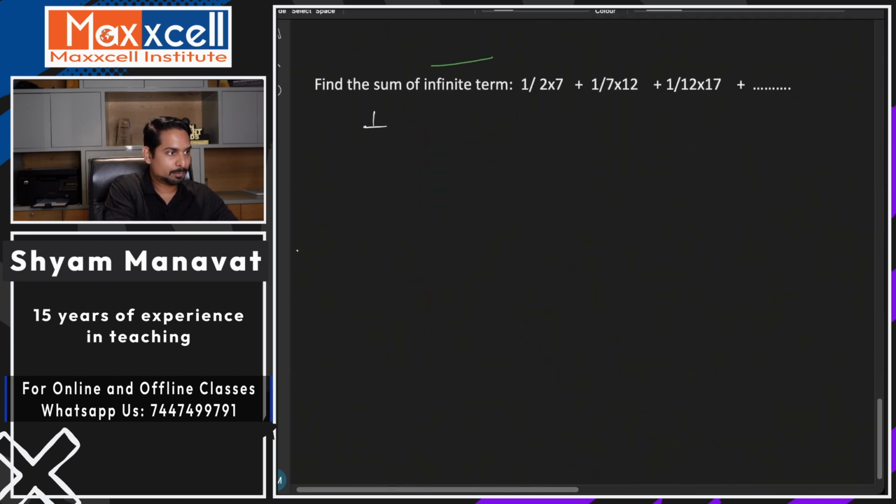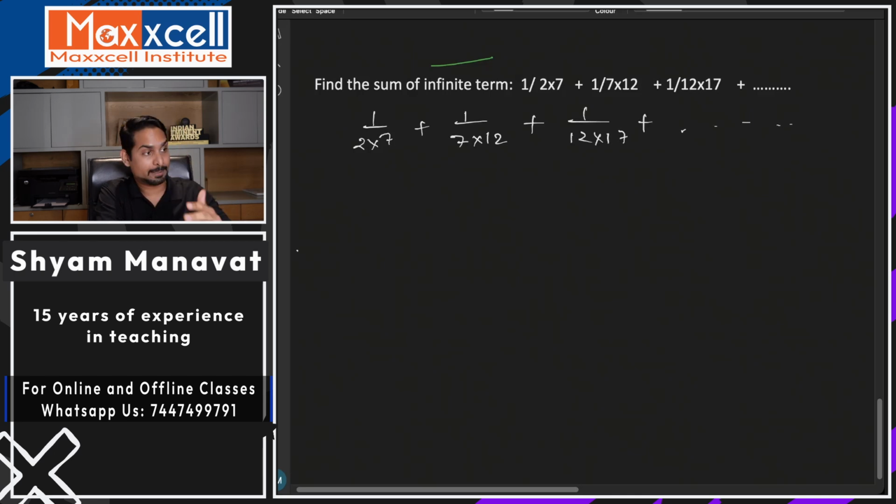Okay, so let me write this properly. So 1 upon 2 into 7 plus 1 upon 7 into 12 plus 1 upon 12 into 17 plus it goes on as per the question up till infinite. Now check, you got fractions, you got denominators. In denominators, you see that the denominator difference is what? 2 and 7, 5, and then 7 is repeating here, and again 7, 12, difference is 5. Again 12 is repeating here, 12 and 17, difference is 5. Okay, so that's how we identify.